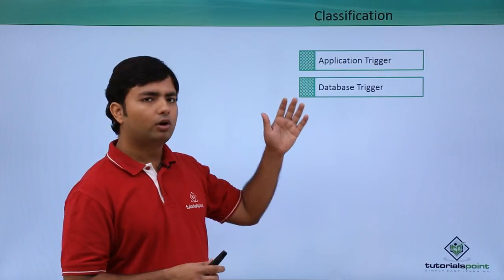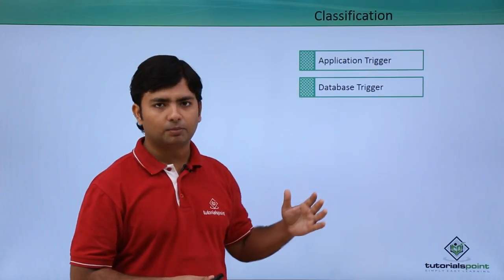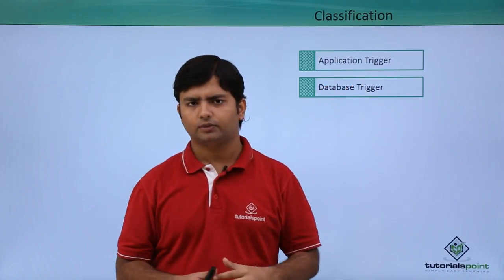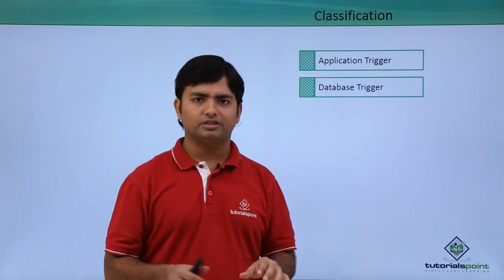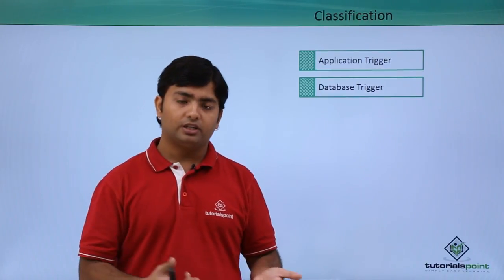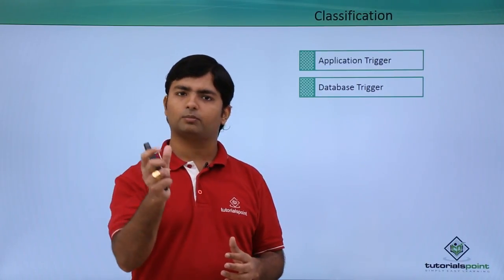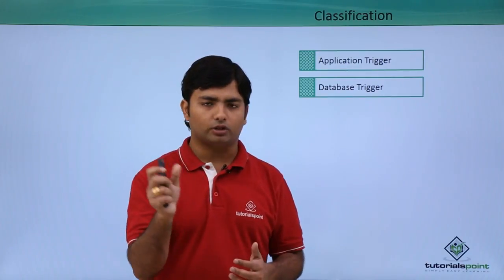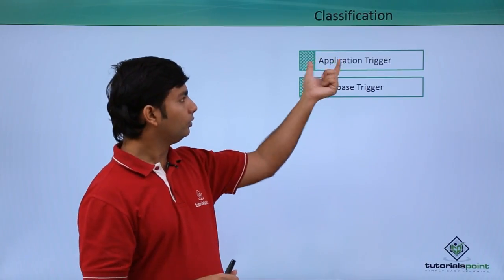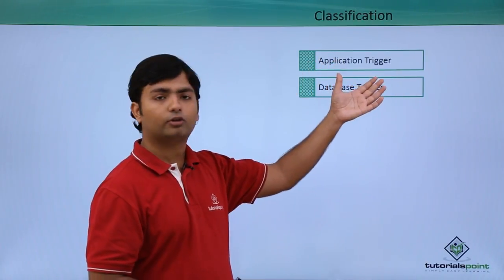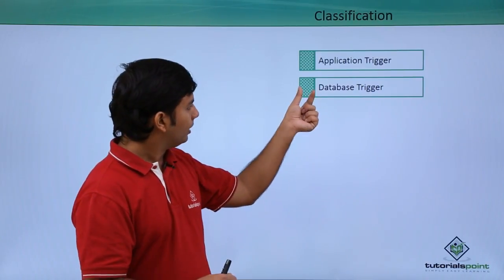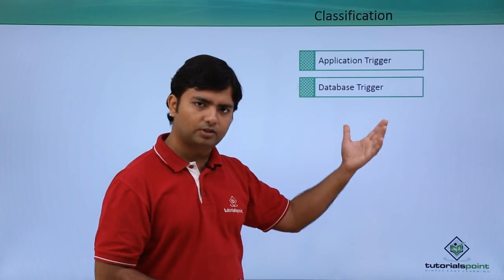Now, what kinds of triggers are available with us? We have application triggers and database triggers. We are not going to cover application triggers in this curriculum because they are part of forms and reports. When you create a UI, you will create an application and some controls, and on a particular event, I want some task to take place. At that time you will go for application triggers, which are a UI event part. But we will focus here on database triggers only.